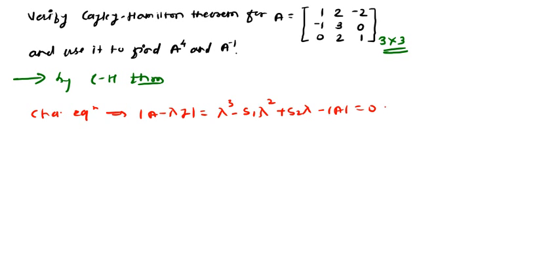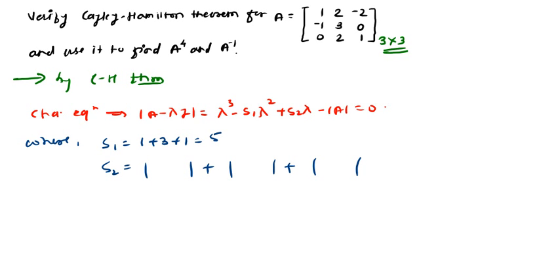Okay, where what is this S1? S1 is the sum of the main diagonal elements. So it will be 1 plus 3 plus 1 which is equal to 5. Okay, and S2 is what? Sum of the minors of the main diagonal elements. Okay, so there will be 3 determinants corresponding to 3 diagonal elements. The first diagonal element is 1. So what is its minor? Hide this row and column. Okay, so this is [3 0; 2 1].